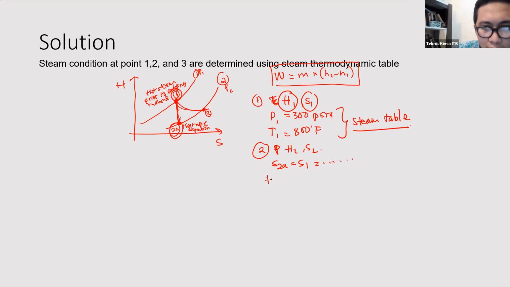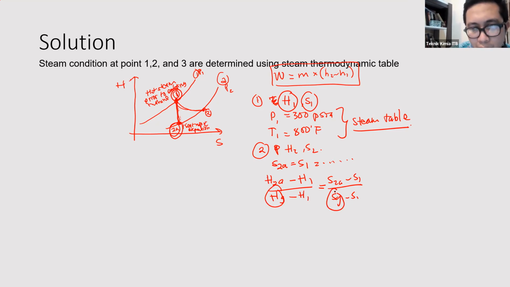We can calculate the enthalpy at point 2A by using interpolation. So we have the formula: H2A minus H1 divided by HG minus H1 equals S2A minus S1 divided by SG minus S1. HG and SG are the saturated vapor enthalpy and entropy respectively. H1 and S1 you already got from the first step, based on the steam table. S2A equals S1. Then you can calculate H2A based on this.